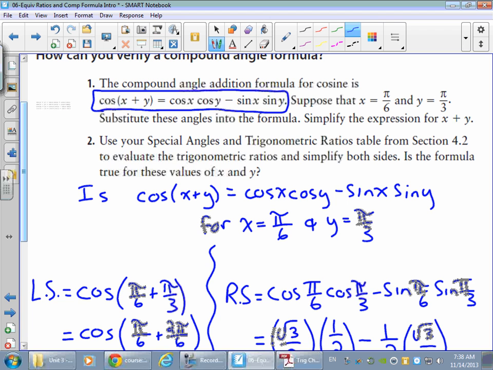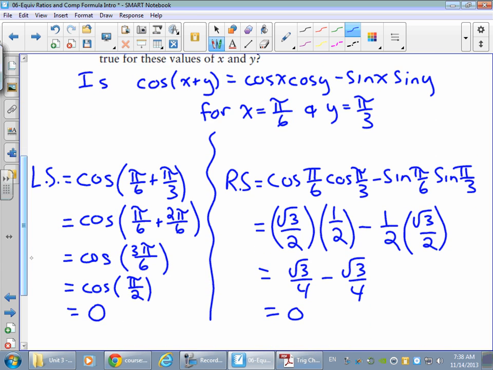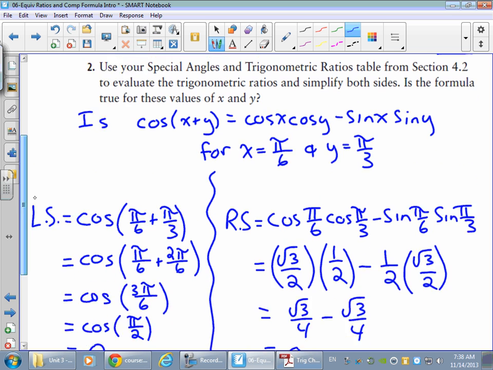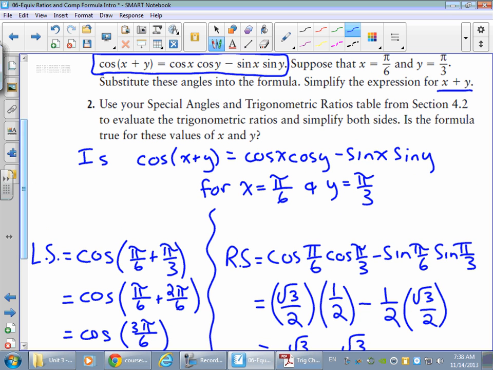the question actually says in 2 steps, sub these things in for the left side and simplify the expression for x plus y. So I did that to make it cos of pi over 2. And then the second part says use your special trig angles to work it out, which is essentially what I did there. So it's kind of question 1 and question 2 together.